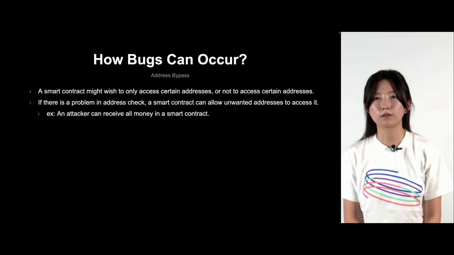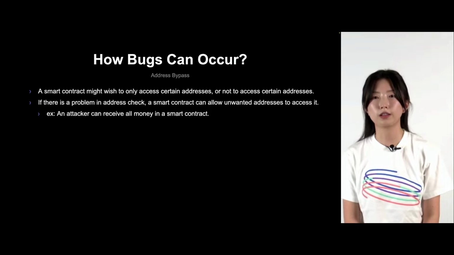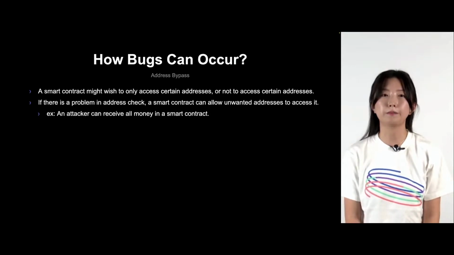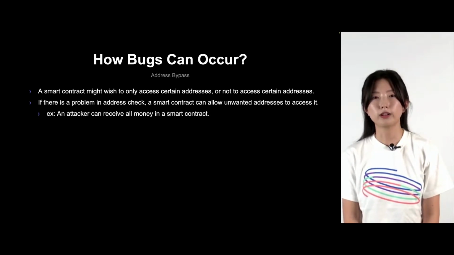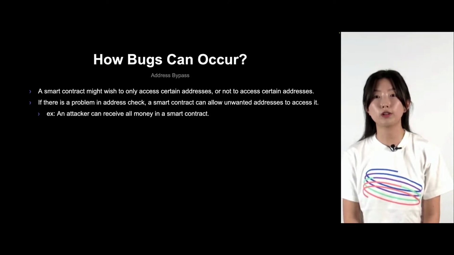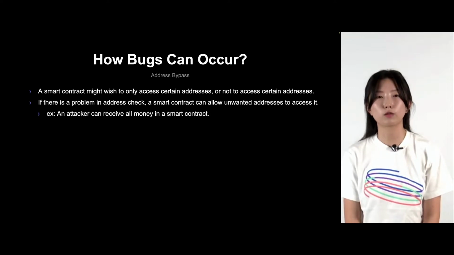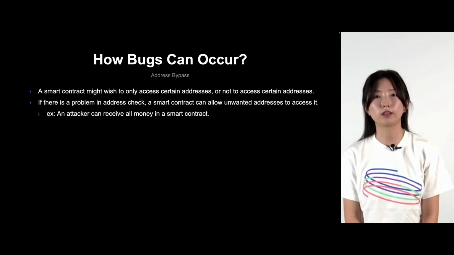Users who are not supposed to have access to a smart contract will access the smart contract, and it could lead to a lot of accidents. In the Ethereum smart contract, many accidents like this have taken place. For instance, if a certain user pretends to be the owner of the smart contract, that person could delete the smart contract and take all the money that was in the smart contract.